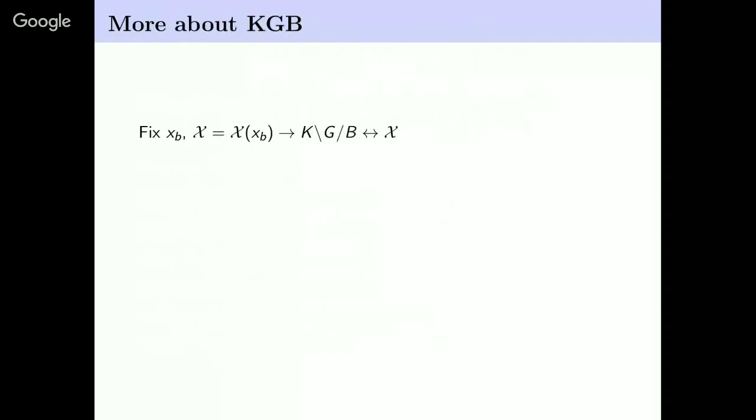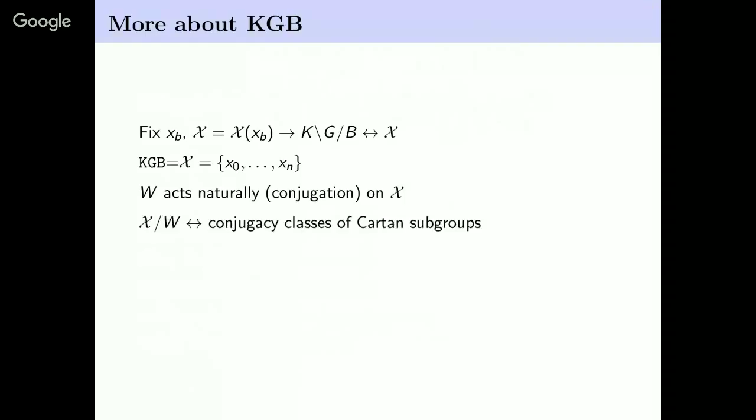So let me say a few more things about KGB. Again, we're going to fix this xb, and we're going to take the space X, and look at this KGB that gives you K, and X parameterizes this space KGB. In the software, we get this finite set of elements x0 through x(n-1). And the Weyl group acts naturally by conjugation on X. That's just sort of obvious from the way it's been defined. And what happens is that the quotient of this action gives you the conjugacy classes of Cartan subgroups in your group.